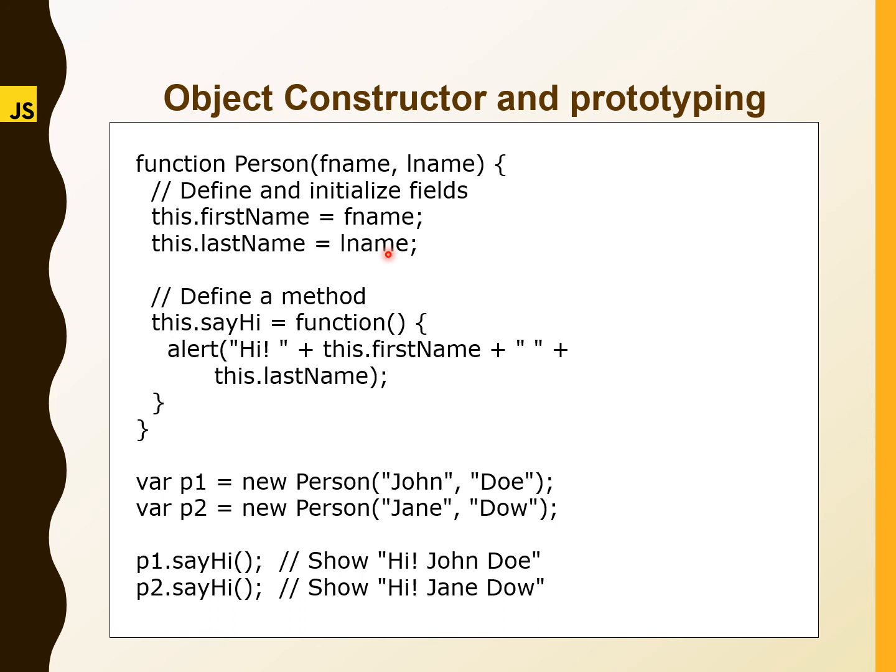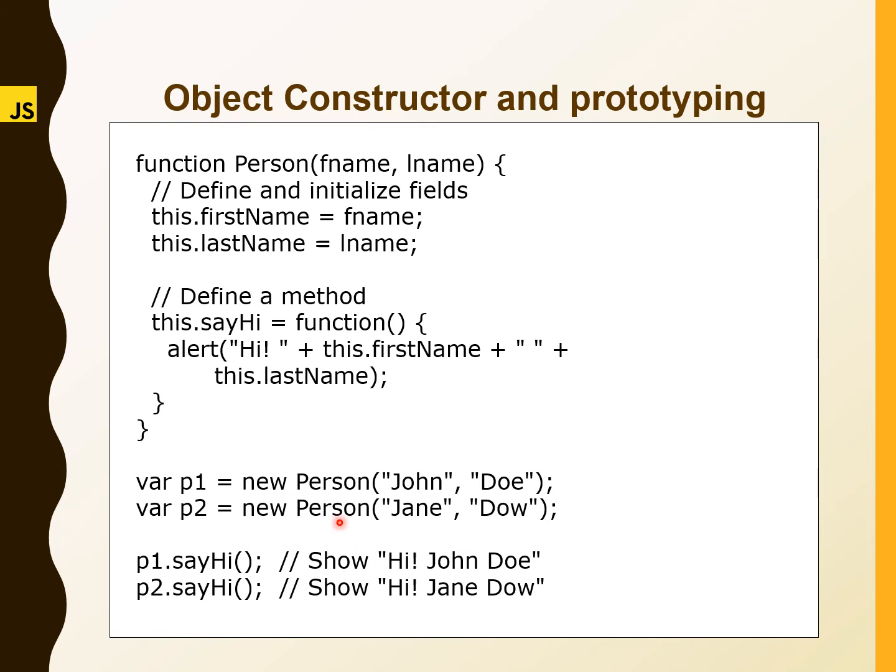So P1 is an object. P1 is an instance of the person object which contains attributes first name with value John and last name with value Doe. Now we move on to the next statement, variable P2. Variable P2 is equal to new Person of Jane, Doe.